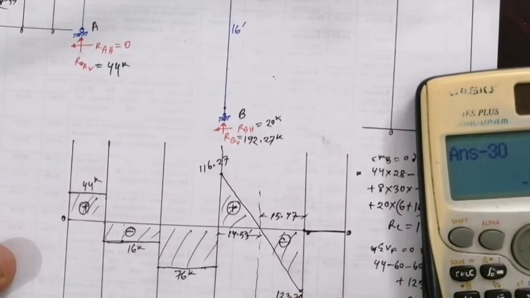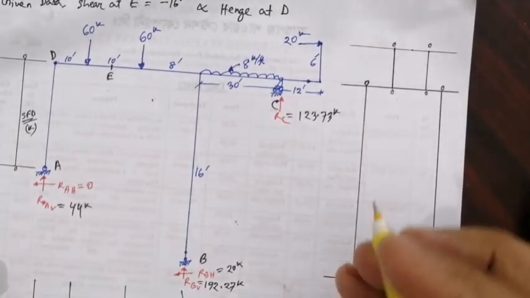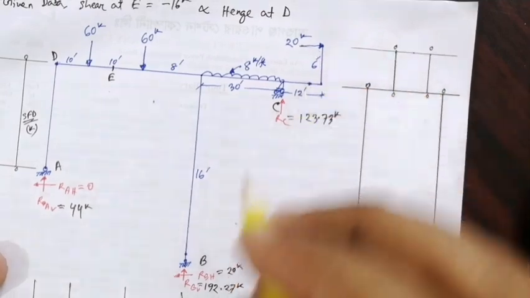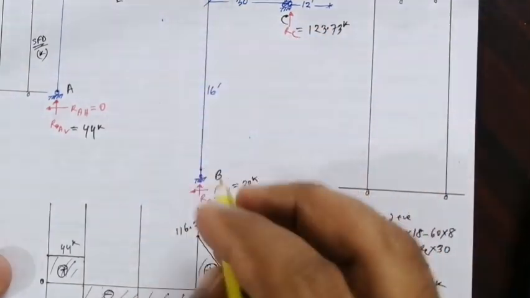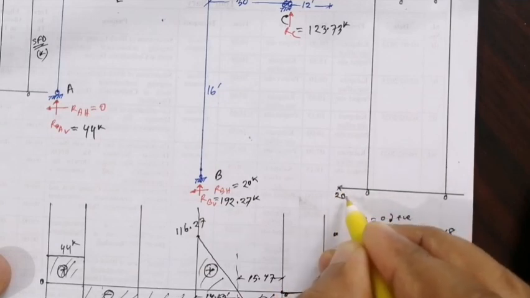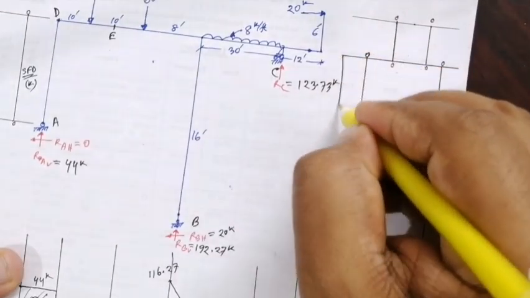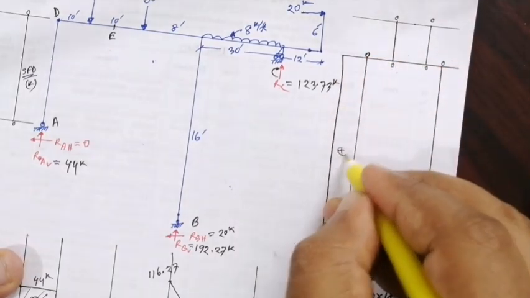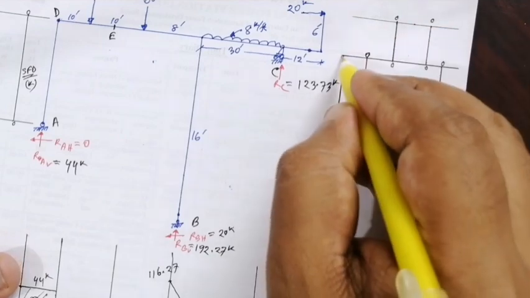Now for this force SFD, first we calculate SFD for this. There is 20 kip upward, and there is no other force, so the 20 goes directly to this point straight, positive 20.